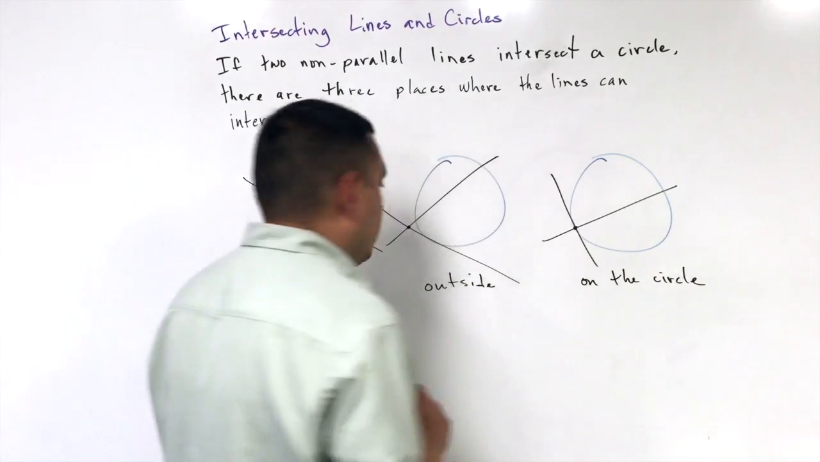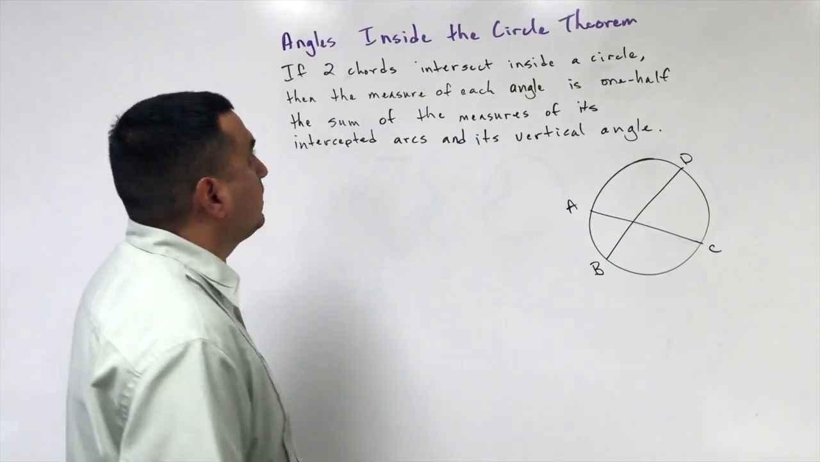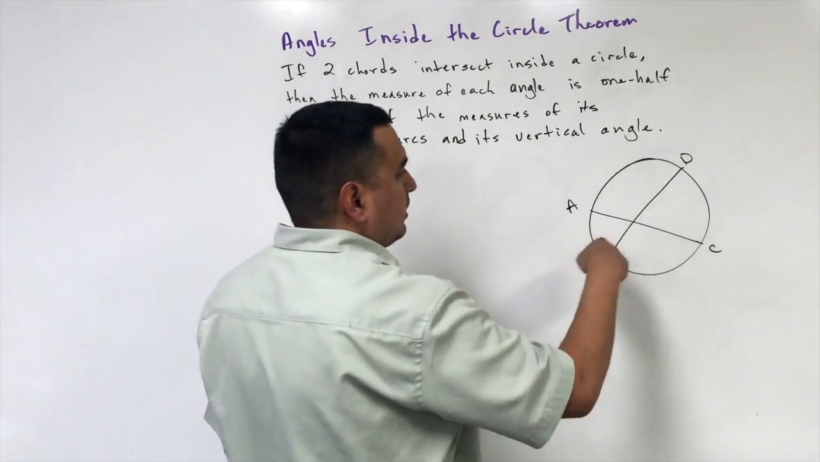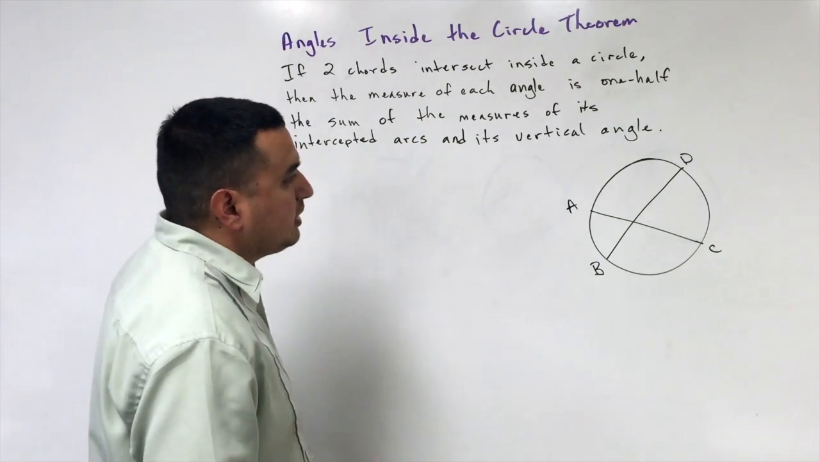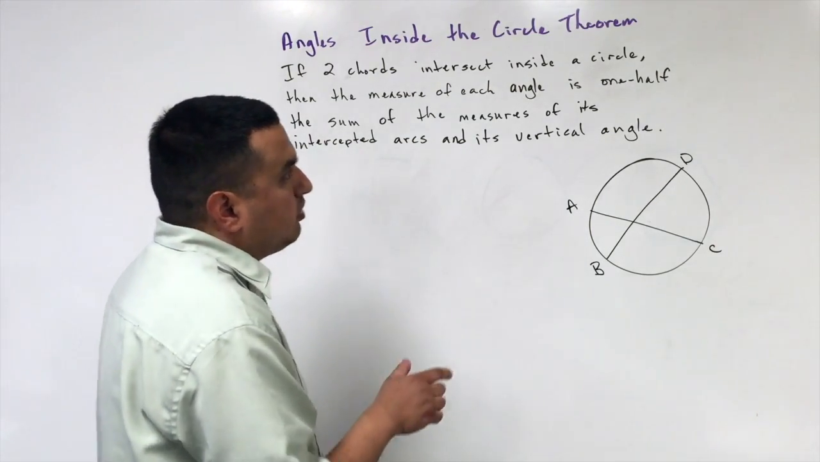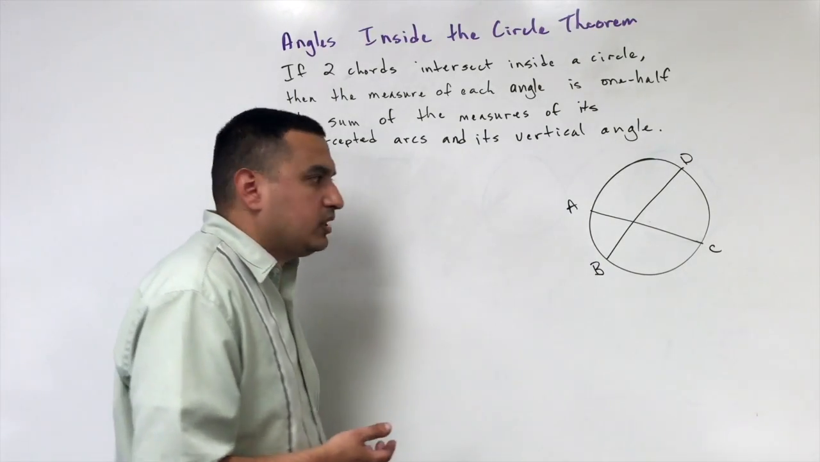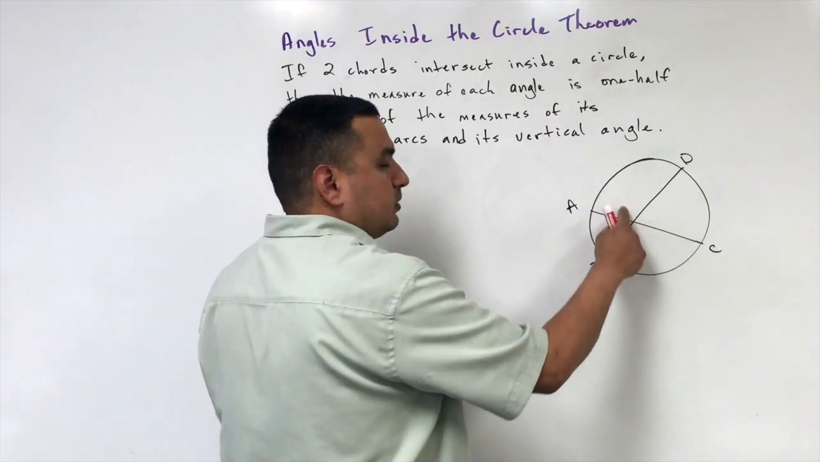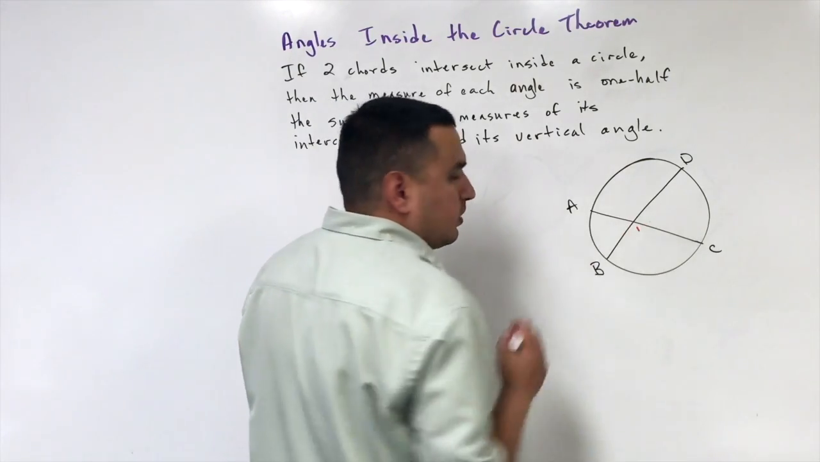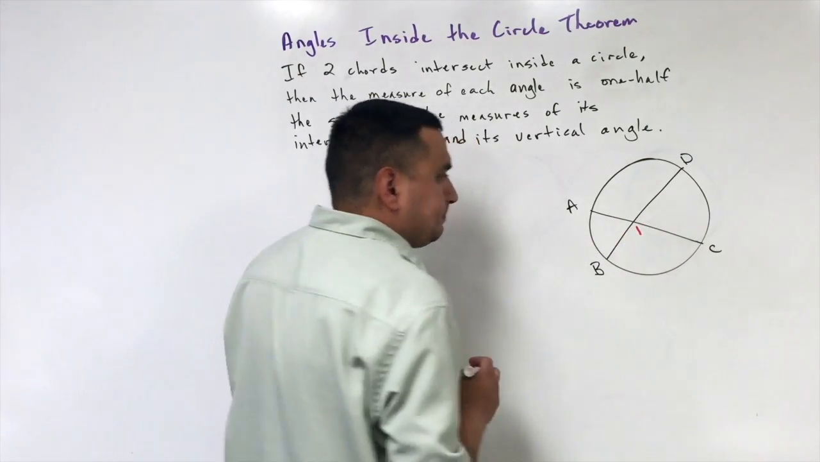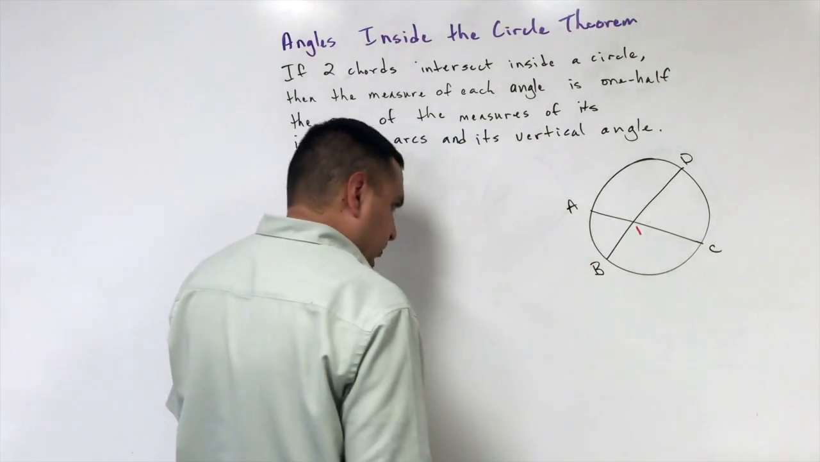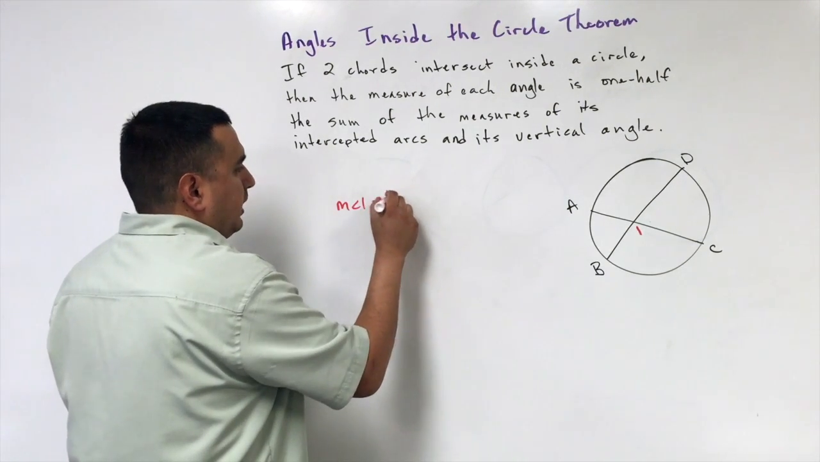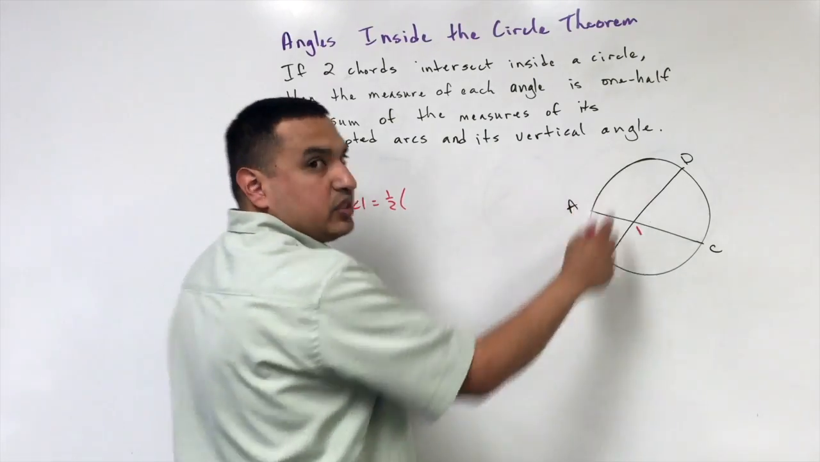Like so. So now we've got to look at these theorems. We want to look at inside the circle. So I have two chords here that are intersecting inside the circle. The theorem says that each angle measure is going to be half the measure of its intercepted arc. So I do have some vertical angles. These two here would be vertical, and so obviously they're going to be equal. So I'm just going to pick one, and I'm going to call this one angle 1. And we're going to look at the measure of angle 1, which is going to equal 1/2 the sum of the intercepted arcs.